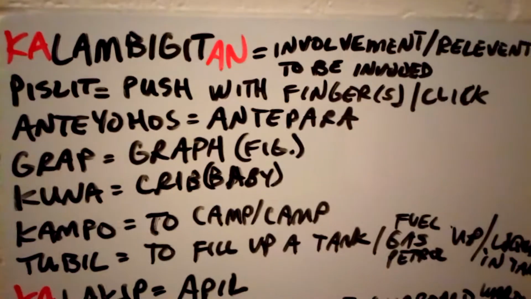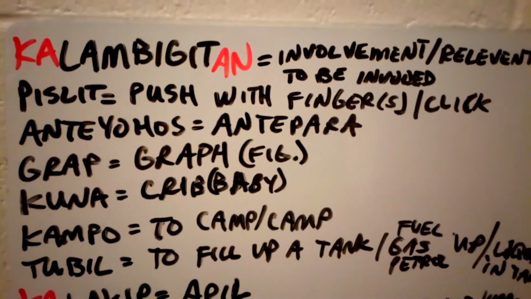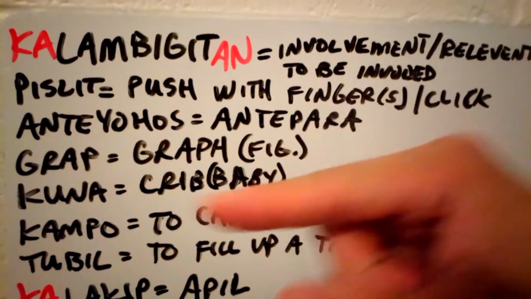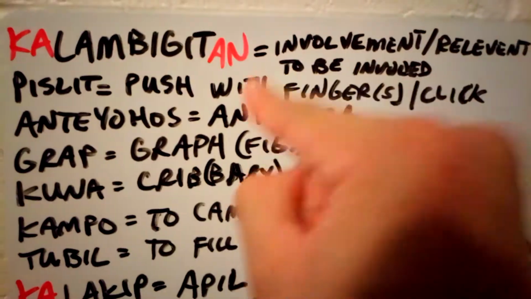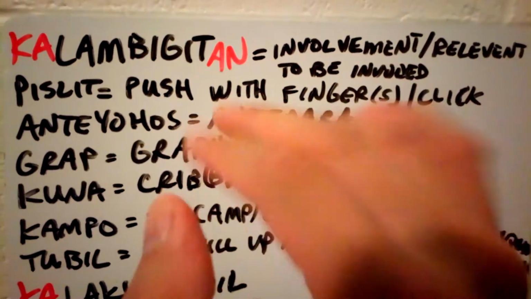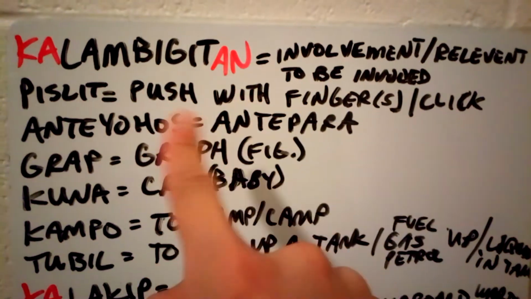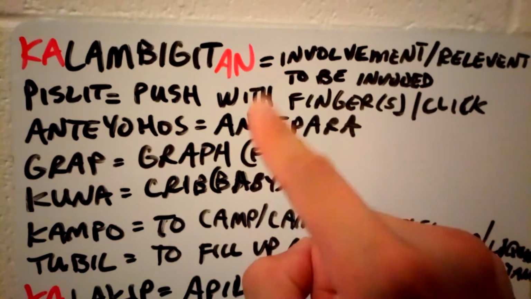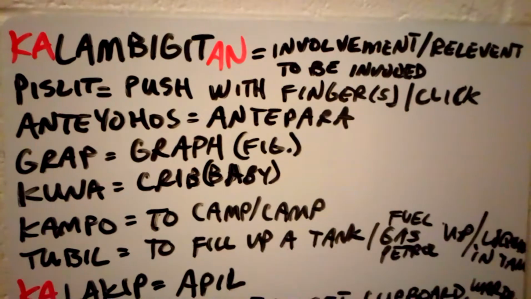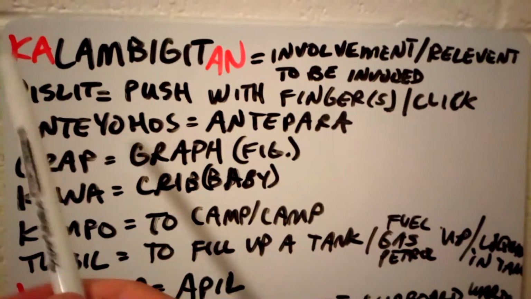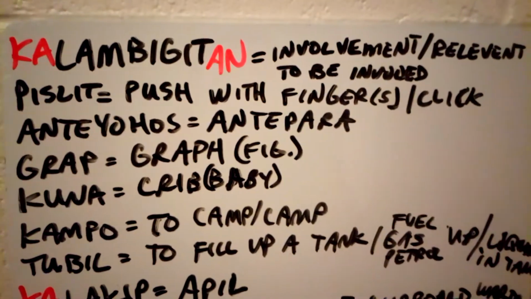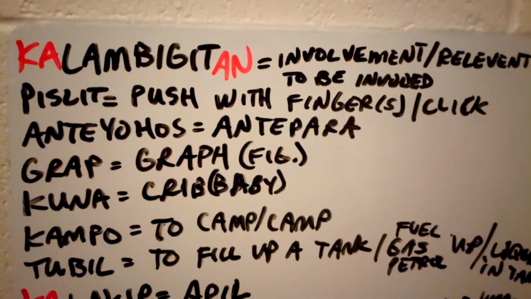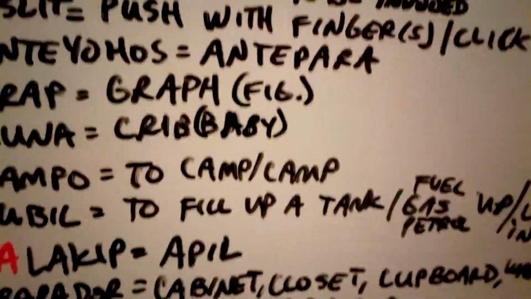The next word is pislit. Now we've talked about pislit before. In this case, I want to talk about pislit in the action of actually pushing something with your finger, or fingers. You're feeling it. So that means push with fingers or click. Like you're gonna click on a tablet and scrolling on a tablet, click, click, or you're gonna click with the mouse. Pislit is the word. There is a borrowed Tagalog word that's called pindot, but pislit is a more indigenous word.